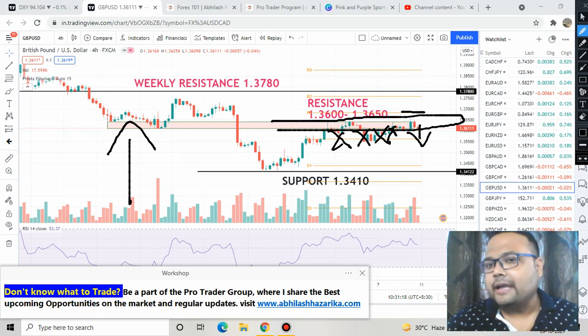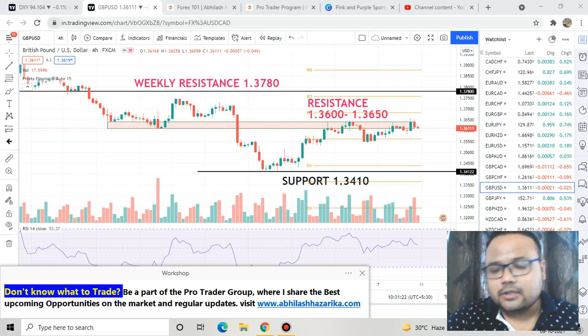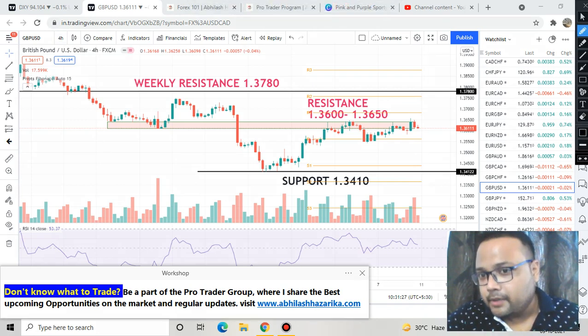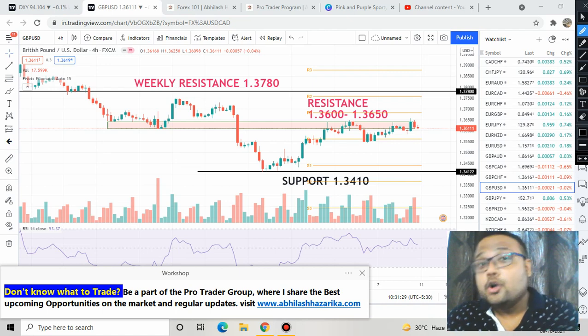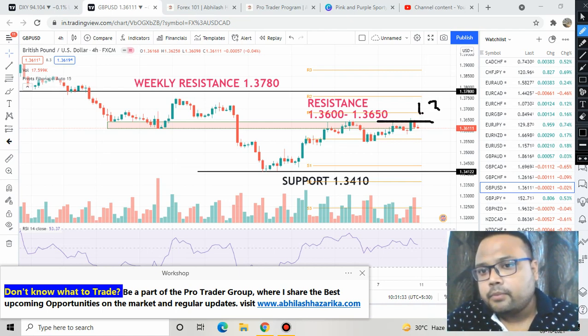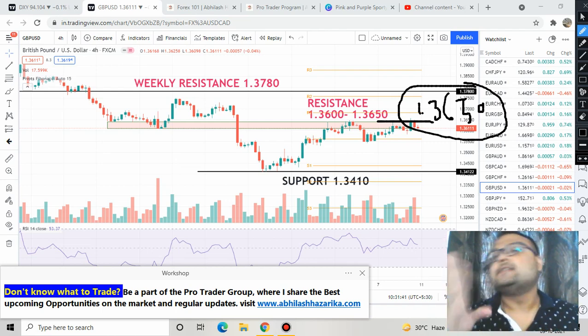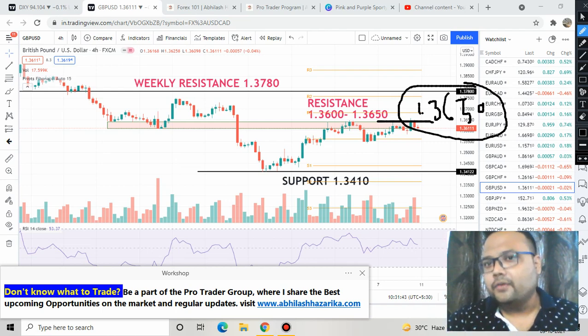And on the other hand, if dollar starts going down, if you see heavy selling on US dollar, then obviously US dollar will be going down and GBP USD will be going up. Then you can go for a buy. You can go for a buy above 1.3650. Just make sure US dollar is going down. That is my request, and do not take any risk here.